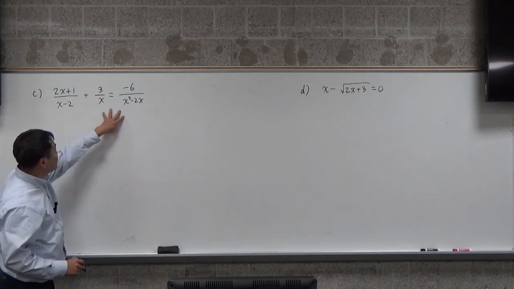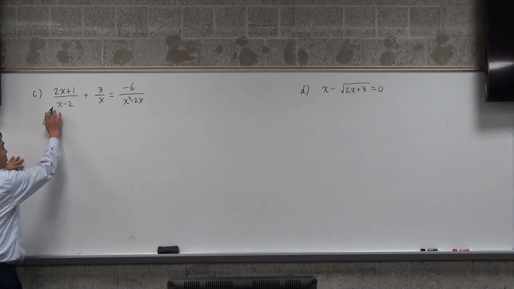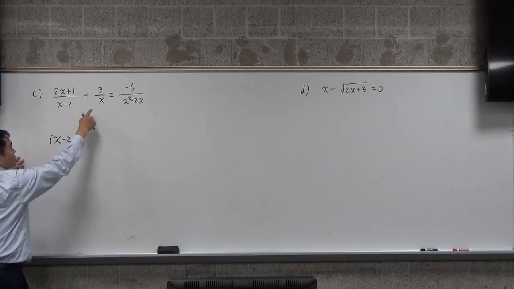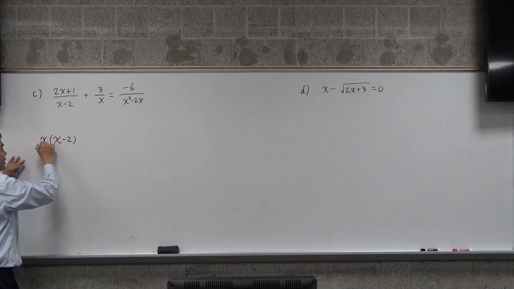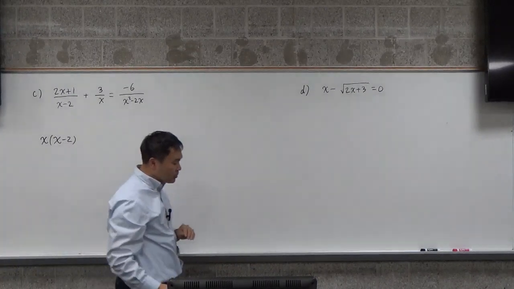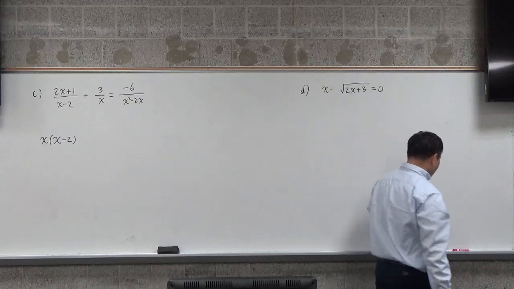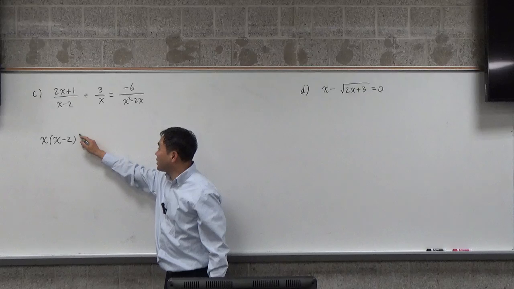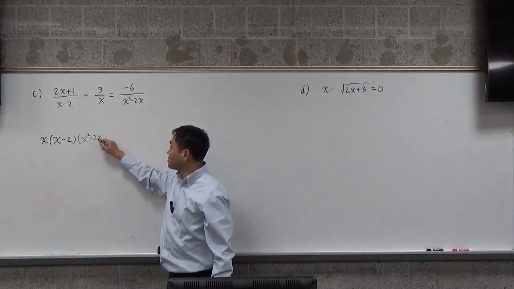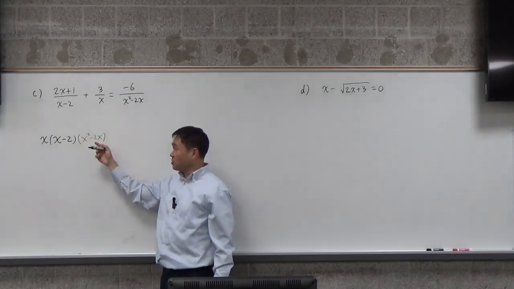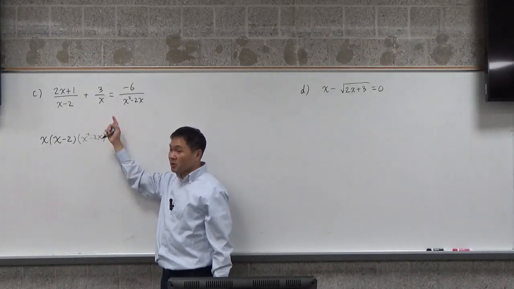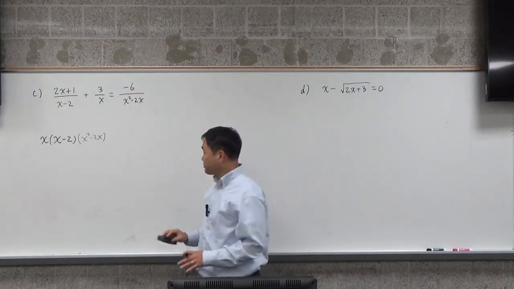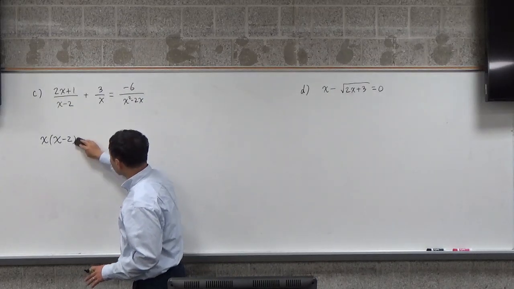So for this question, same idea. To get rid of x minus 2, I have to multiply by x minus 2. To get rid of x, I have to multiply by x. However, if you look at this x squared minus 2x and multiply by x squared minus 2x, this becomes too much. Multiplying this everywhere is going to create polynomials of very high degree. So you probably don't want that.